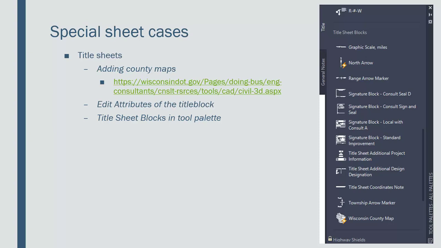You can also create title sheet blocks from the tool palette. You could add just blank text or regular multi-line text, but notice that the screenshot of the palette there, the title palette, has a bunch of information for if you need to add a signature block or if you need to add additional project information or township arrow markers, that kind of thing. Those blocks are all made and streamlined for this, so you can drop them in on the file.